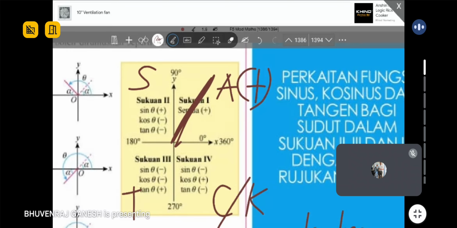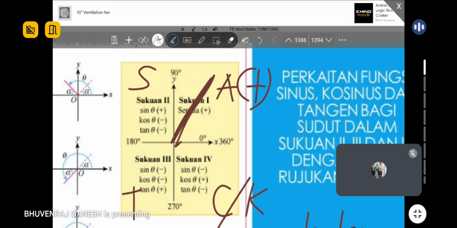Sin 10, positive, right? Press again. Cos 10, positif juga kan? Okay, tangent 10, positif juga. Boleh faham sekarang, guys? Kenapa kita kata semua positif? Sebab semua sudut antara 0 hingga 90 dalam kuadran pertama akan positif.